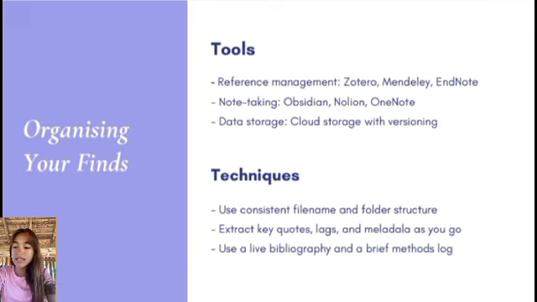And the next is use a live bibliography and methods log, meaning keep a running list of references and record how you did your research. Example, writing down every article you use and noting the data you collected. Why it helps: it prevents missing references and makes your research more organized and credible.